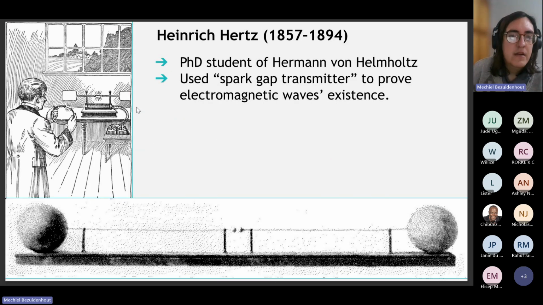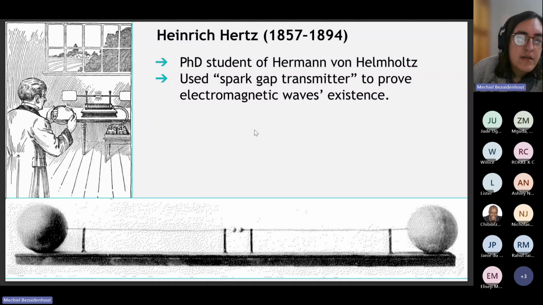The next big intervention in the study of radio waves came from Heinrich Hertz. He was a German PhD student of Hermann von Helmholtz. And his PhD project was to try to prove the existence of these electromagnetic waves. And to do that, he built what he called a spark gap transmitter. So on the bottom of the screen, there's a picture of his spark gap transmitter. And it's basically just two long wires, a meter long each, connected to some conducting spheres at the end.